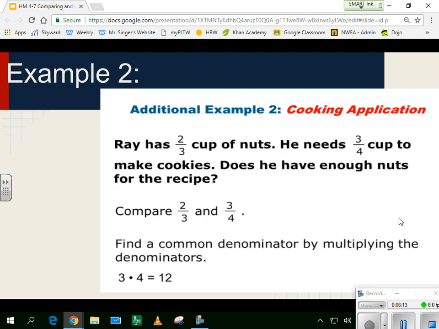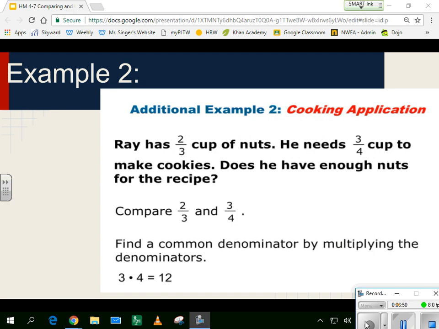Okay. So in example 2, I have no drawings here, but let's say we're looking at Ray. Ray has 2/3 cups of nuts, and he needs 3/4 to make some cookies. Ray, I hope you're making cookies for me. Does he have enough nuts for the recipe? Well, we have to see if 2/3 is equal to or greater than 3/4. The first thing we have to do is find a common denominator by simply multiplying the denominators together. That's the easiest way to get a common denominator.